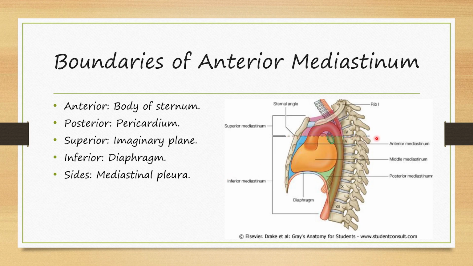Here is the imaginary line. Anteriorly, this is the anterior mediastinum, which is this part right here. And anterior to the anterior mediastinum, there's the body of the sternum. Posterior, there is the pericardium, which is the cover of the heart. On top, there's the imaginary plane. On the bottom, there's the diaphragm. And on the sides, there is the mediastinal pleura.